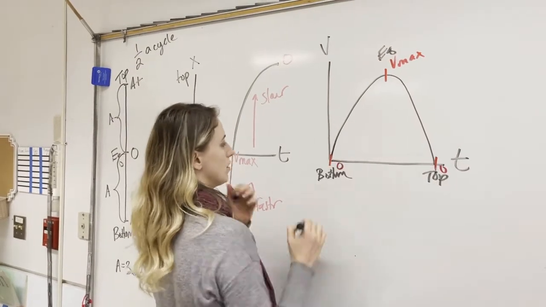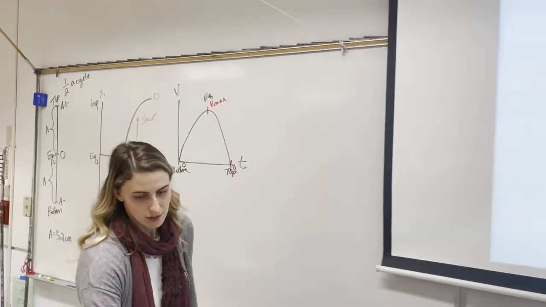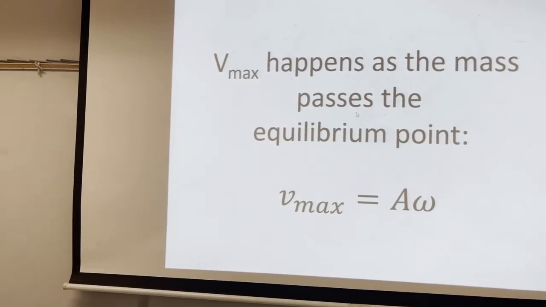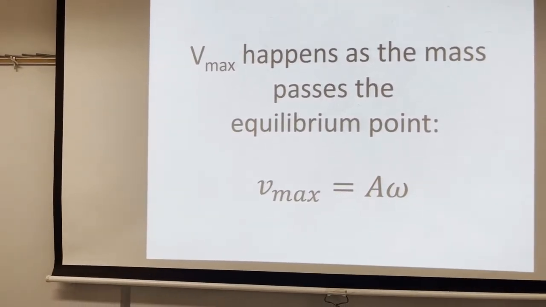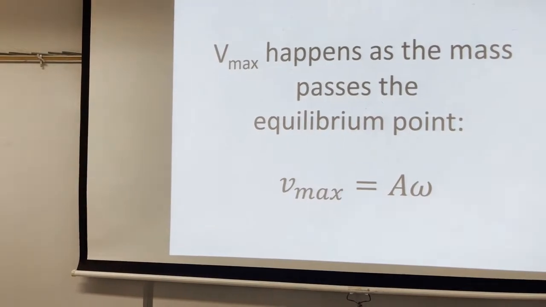Well, right here. 0, right? Okay, so that makes sense. How we doing? You guys following along as we're doing this? Okay. Vmax happens as the mass passes the equilibrium point. We just showed that.